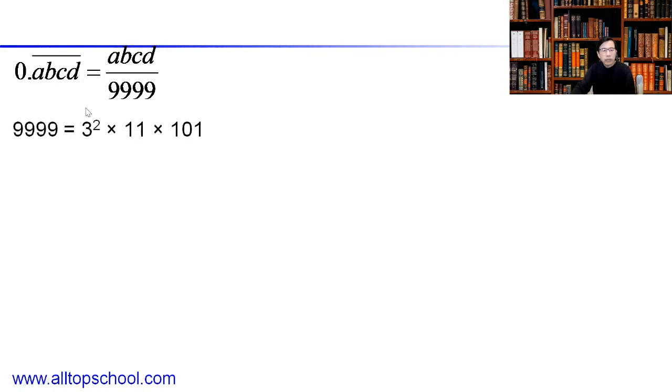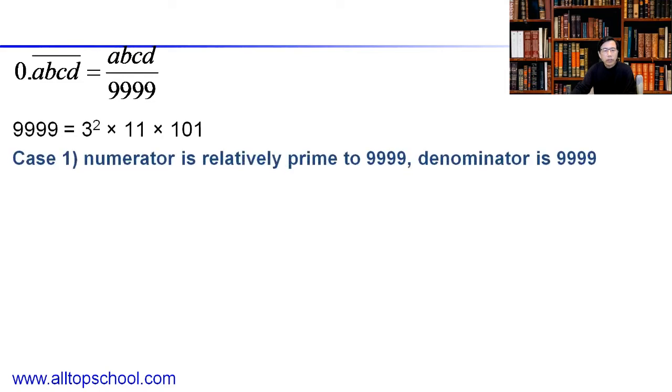So let's factorize the denominator 9,999 first, which is 3 squared times 11 times 101. It's very easy to do the factoring. Once we get this, we can consider the numerator in several cases.